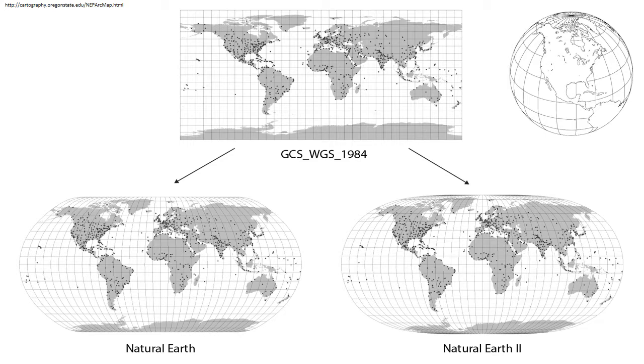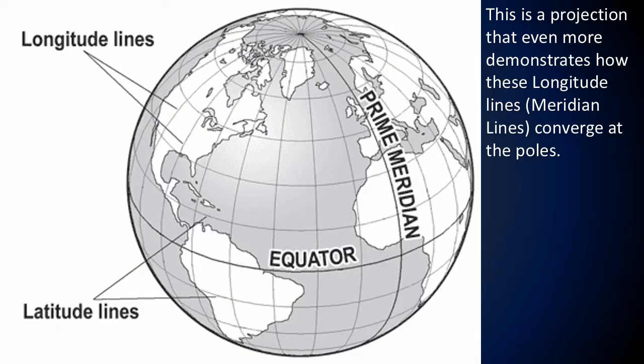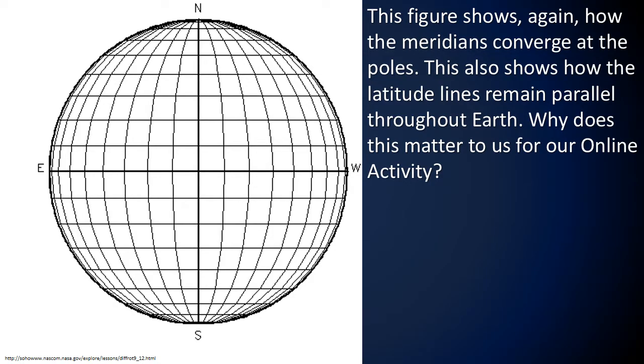These two versions at the bottom are also projections of the Earth, but they show how the longitudinal lines, meridians like the prime meridian, actually converge, come together at the poles, as does the view of the globe in the upper right-hand corner. This is a projection that even more demonstrates how these longitude lines, the meridian lines, converge at the poles. This figure shows again how the meridians converge at the poles. This also shows how the latitude lines remain parallel throughout the Earth.